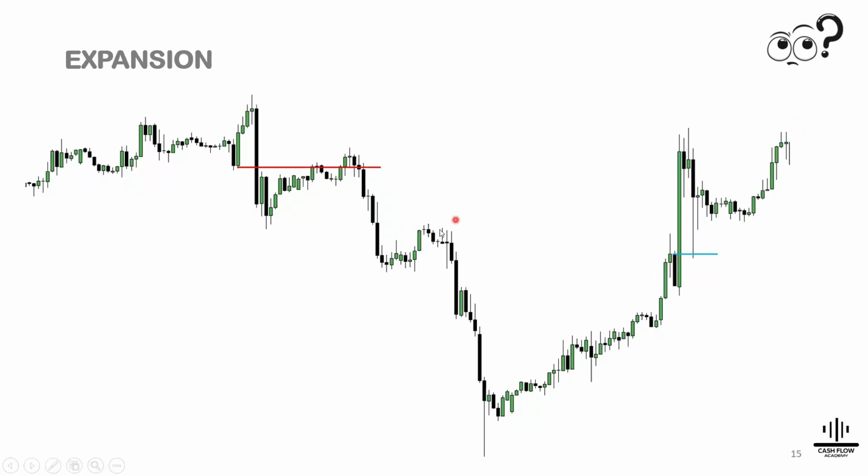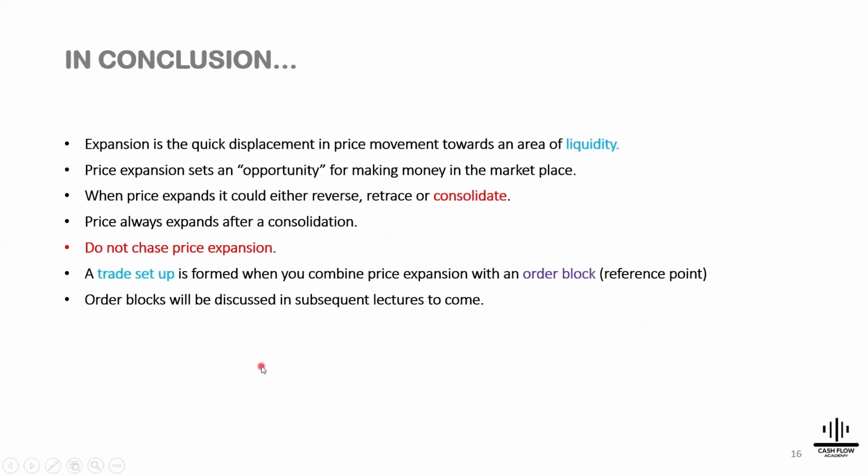Now you can see how price retraced lower to find support in that order block before rallying higher. In conclusion, expansion is a quick displacement in price movement towards an area of liquidity. Price expansion sets an opportunity for making money in the marketplace. When price expands, it could either reverse, retrace, or consolidate.